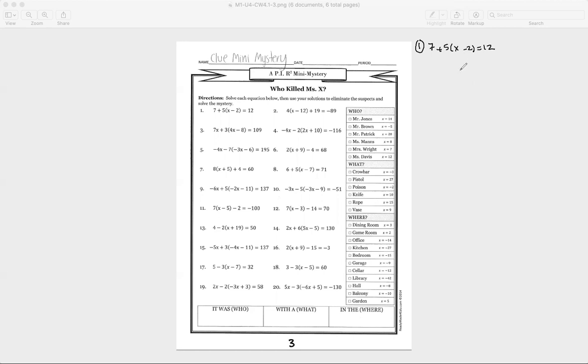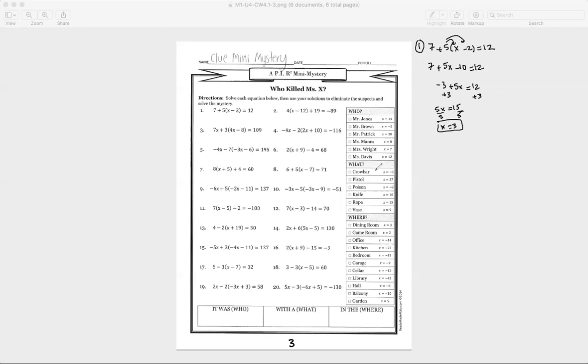Yeah, so basically for number 1, this is what we have. Let's solve it. This is 7 plus, distribute the 5 in. You get 7 plus 5x minus 10 equals 12. Combine like terms: 7 minus 10 is negative 3, plus 5x equals 12. Then add 3 to both sides. You get 5x equals 15. Therefore, by dividing both sides by 5, you get x equals 3. So the first answer is x equals 3.